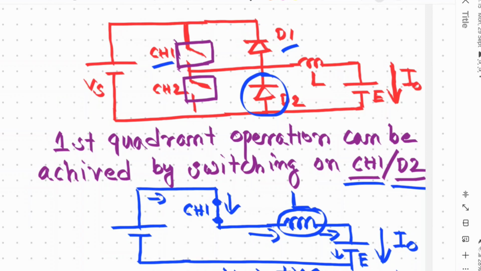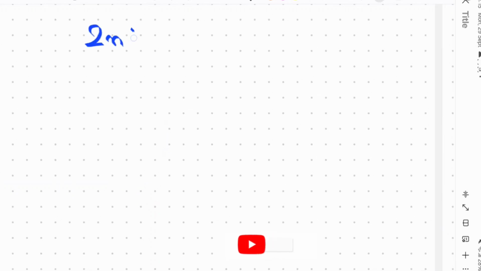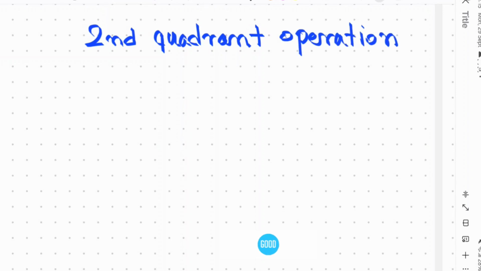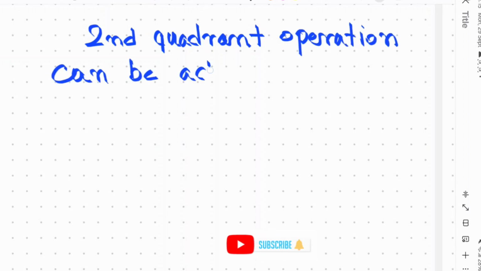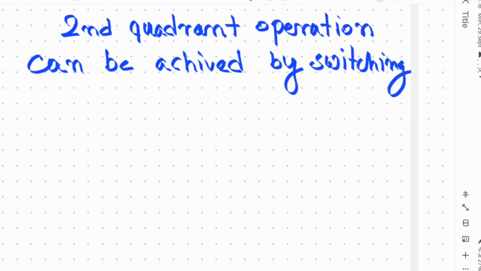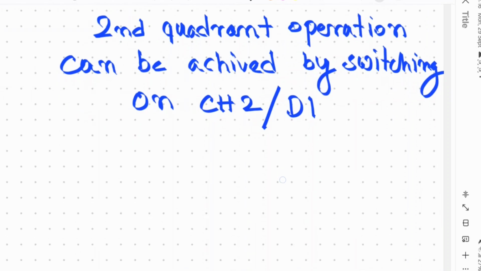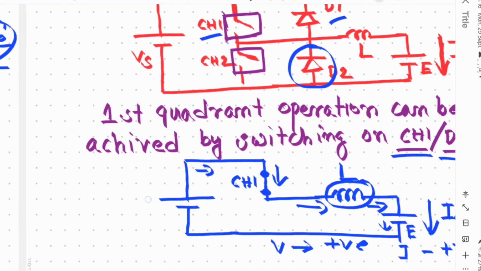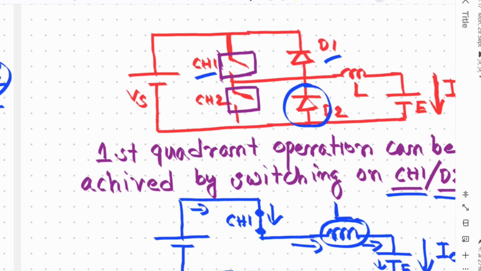Okay, now second quadrant operation can be achieved by switching on switch 2 and D1. Let's understand this statement by drawing the circuit. First we will draw the circuit by considering switch 2.